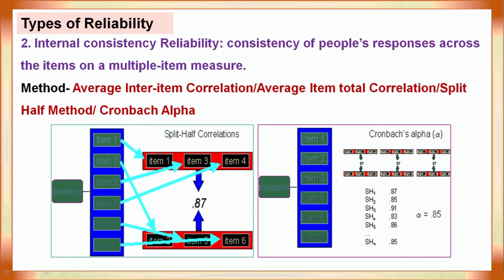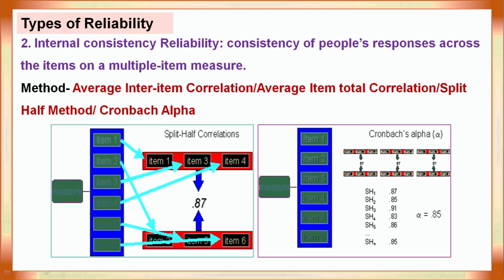Now, I told you the second, these are the first 2 methods. What are the other methods available? So, there is the split half method and there is Cronbach's alpha. What is the split half method talking about? The split half method is about dividing the test into 2 equivalent forms.